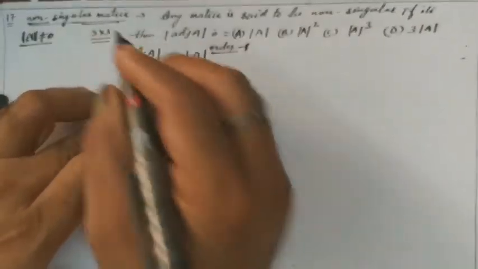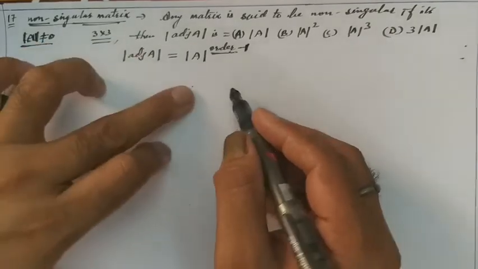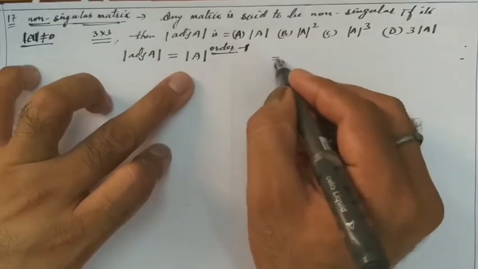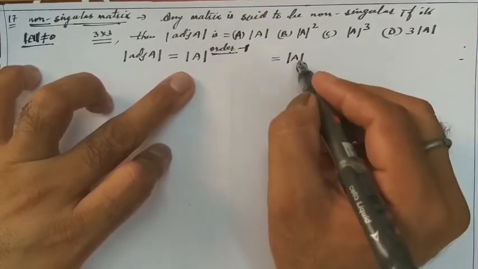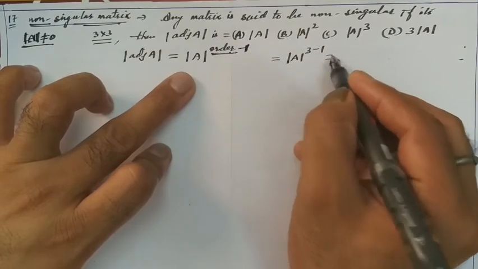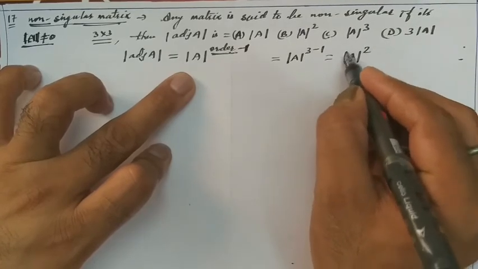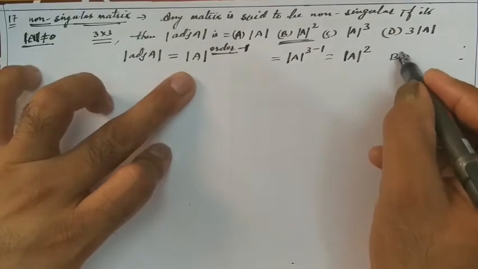Now come back to this particular question. It says that its order is 3 by 3. So obviously in this question the order is 3. So in this question particularly, its value will be determinant A to the power 3 minus 1, which is equal to determinant A power 2. So that means option B is the right answer.